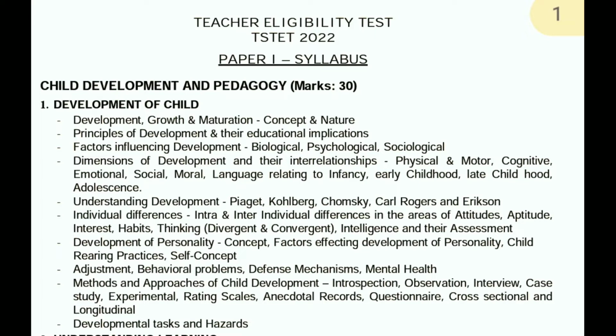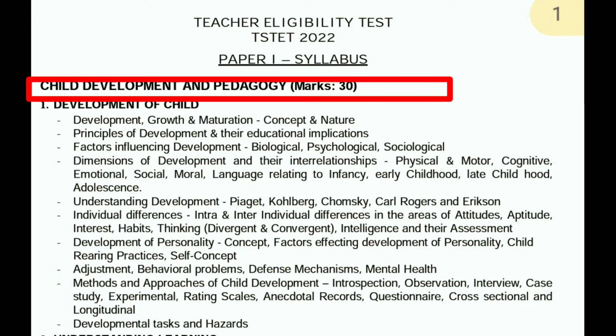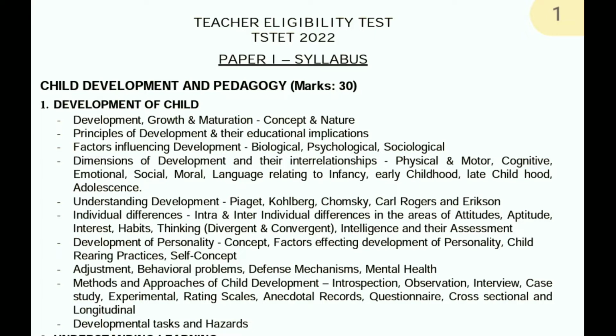It consists of 30 marks. 30 marks is not a joke, right? So from which topics is he going to ask questions for these 30 marks? In this we are going to discuss three subtopics. First is the development of the child, second is learning, and third is pedagogical concerns.